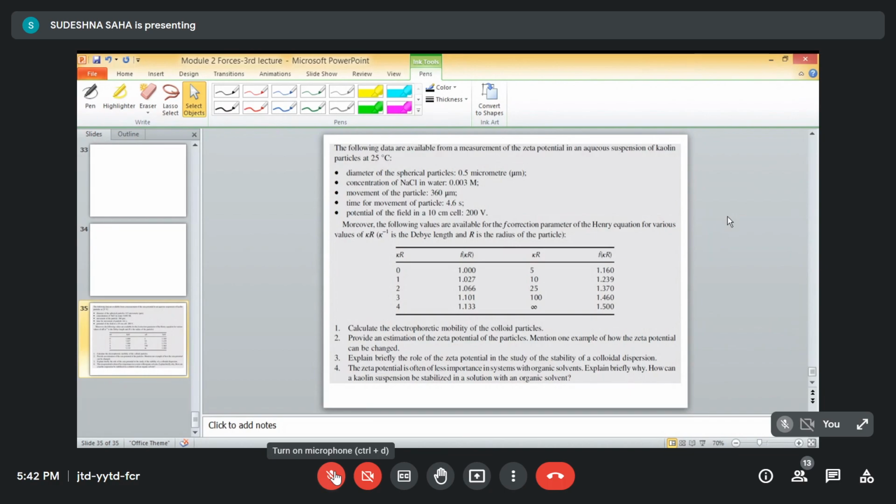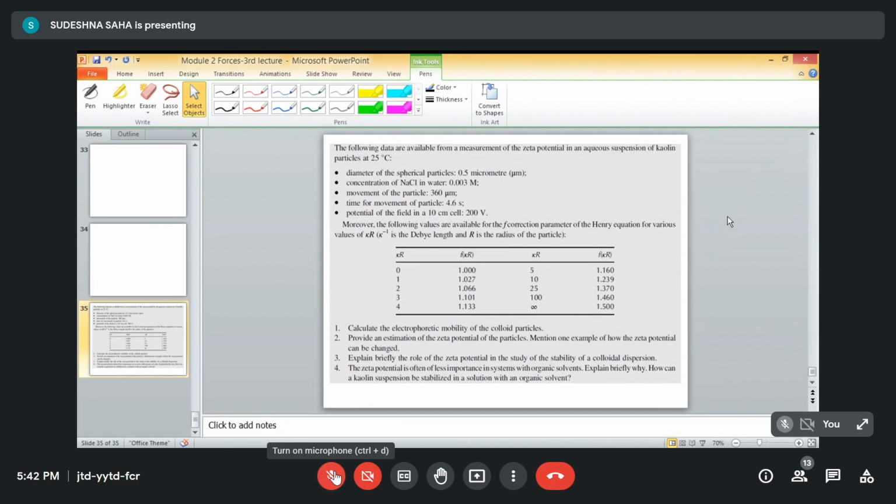Okay, so basically the following data are available from a measurement of zeta potential in an aqueous suspension of kaolin particles at 25 degrees Celsius. The diameter of the spherical particle is given, the concentration of NaCl in water is given, the movement of the particle is 360 micrometer, the time for the movement of the particle is 4.6 seconds, the potential of the field is 10 centimeter cell is 200 volts. Moreover, the following values are available for the correction parameters of the Henry's equation.